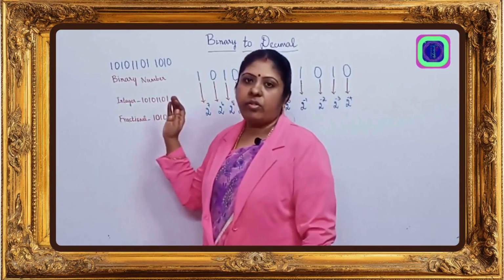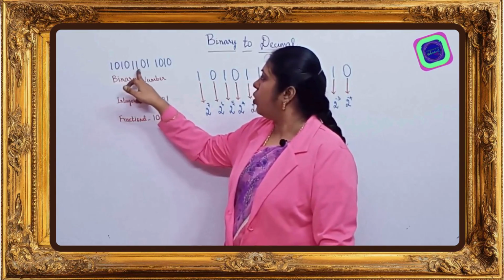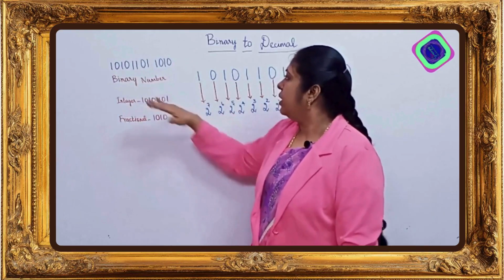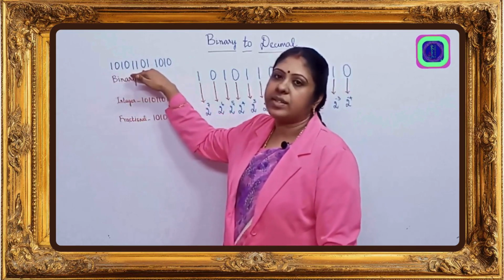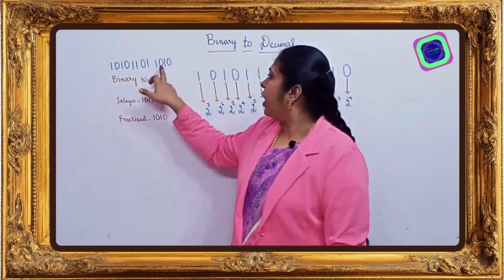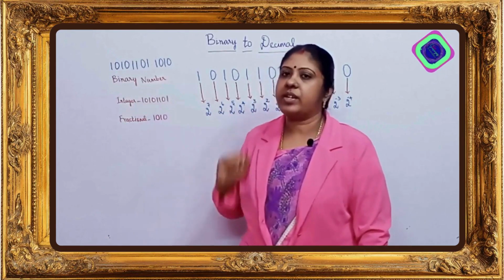In today's video, we are given an example binary number 10101101.1010. In this number, the first part is considered as the integer part, that is the numbers before the decimal point. And 1010, that is the numbers after the decimal point, is considered as the fractional part.